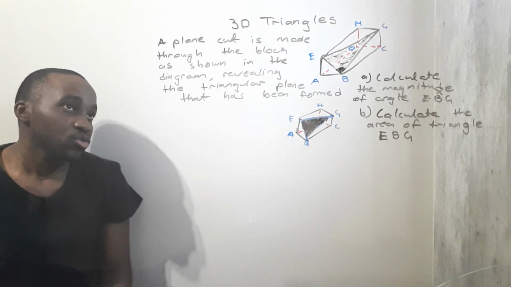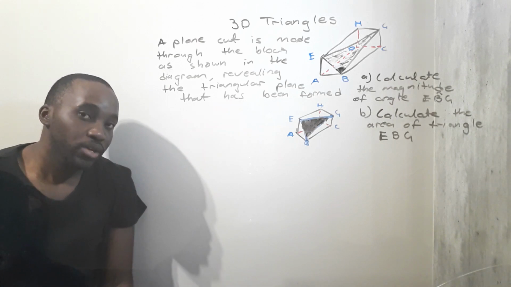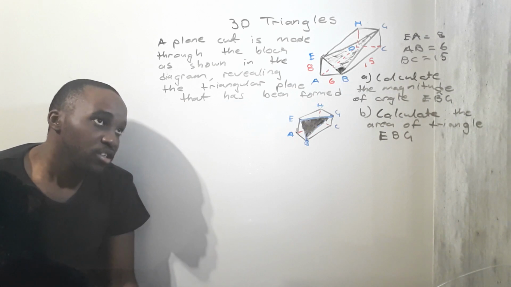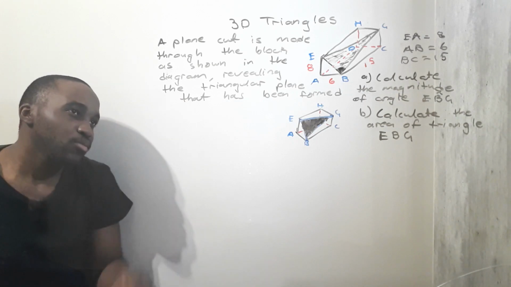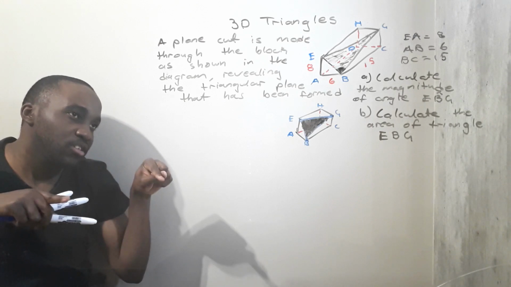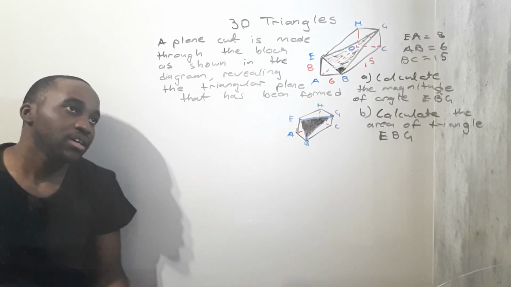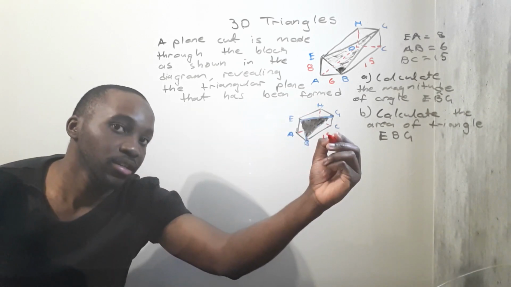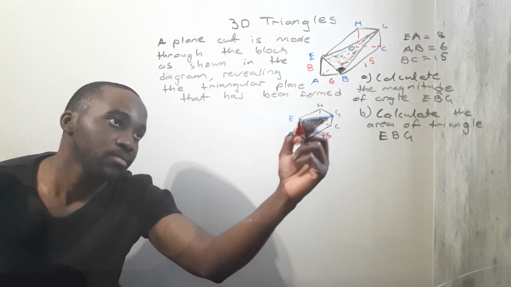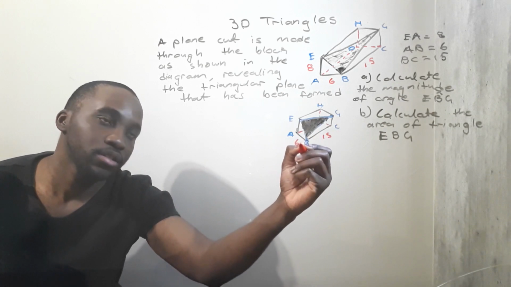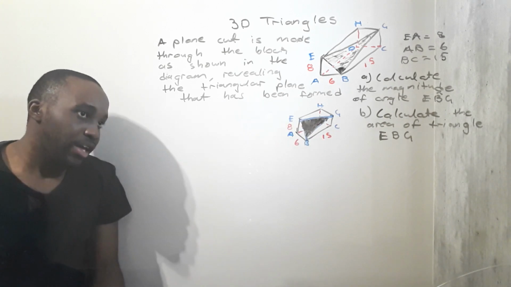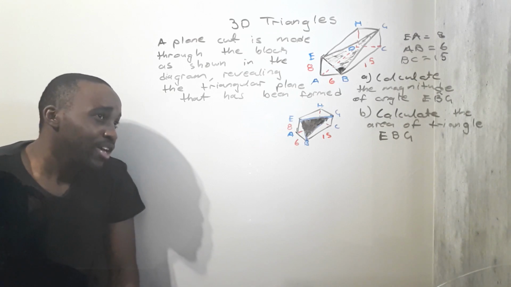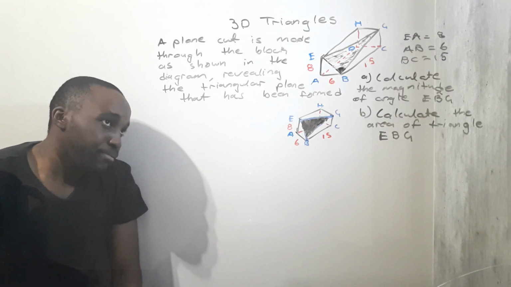With a sketch like this one, the other pieces of information that we are given are those dimensions there. The height of our cuboid is 8, the length is 6, and the breadth is 15. So if you wanted to look at it, this is 15, this is 6, this is 15, this is 6, and then the height going up is 8. So answering A makes a bit more sense now: calculate the magnitude of angle EBG.